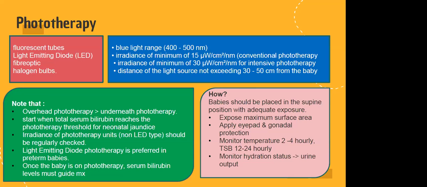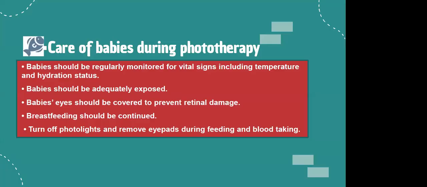And when we do the phototherapy, usually how we do it is that we will place the baby in the supine position with adequate exposure. Then we will expose the maximum surface area. We will apply the eye pad and also gonadal protection. We will monitor the baby 2 to 4 hourly, and we will also monitor the hydration status.